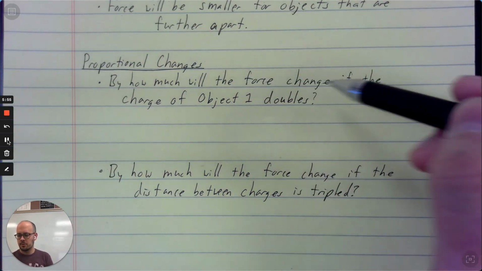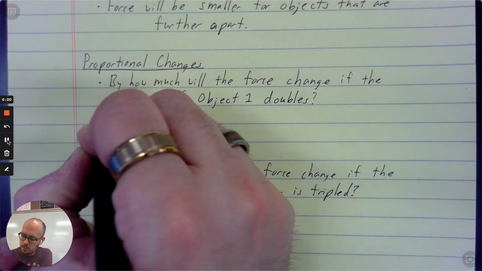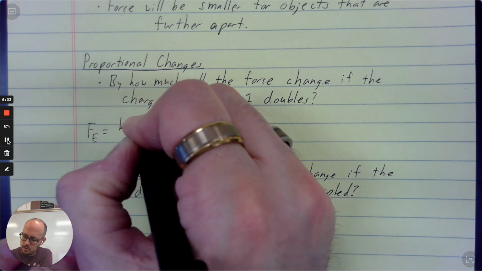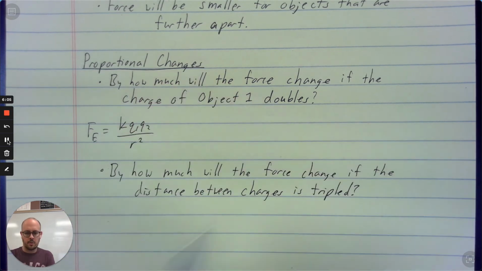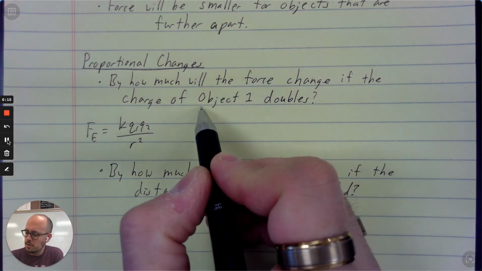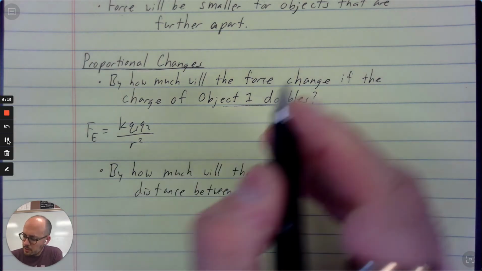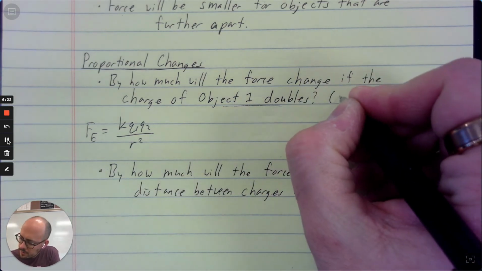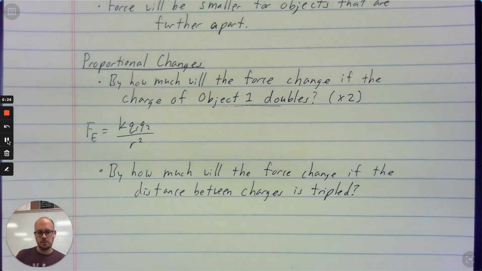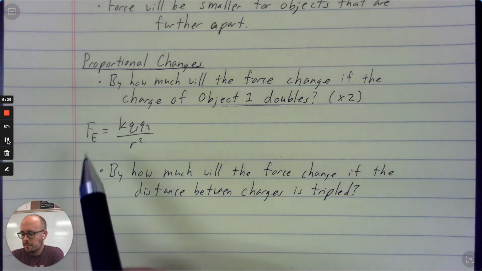By how much will the force change if the charge of object 1 is doubled? So we have the Coulomb equation, k Q1 Q2 over r squared. If there are two charges separated by a distance, they cause a certain amount of force between them. This is saying, if you double the charge of object 1, what happens? Doubling something means that you're multiplying it by 2. And it's possible to do this without writing anything down for the following reason.